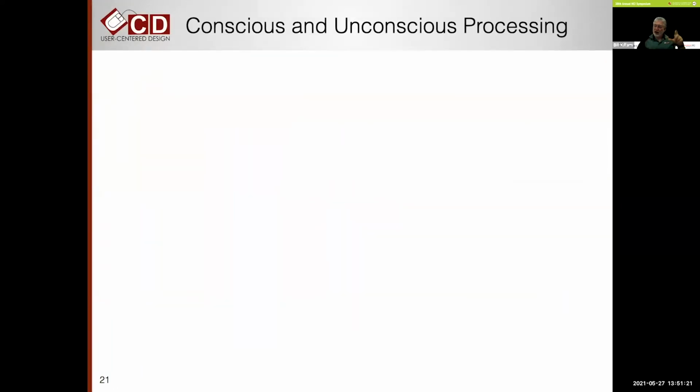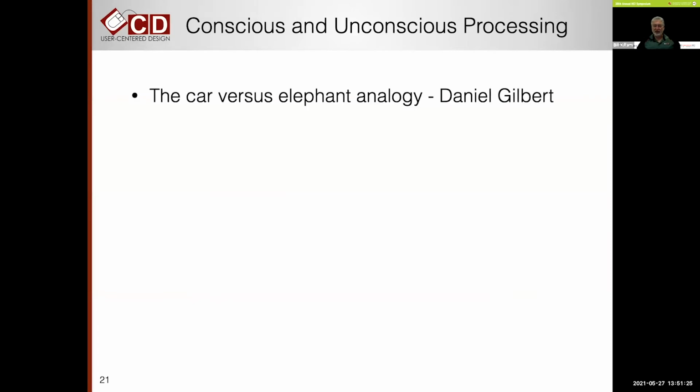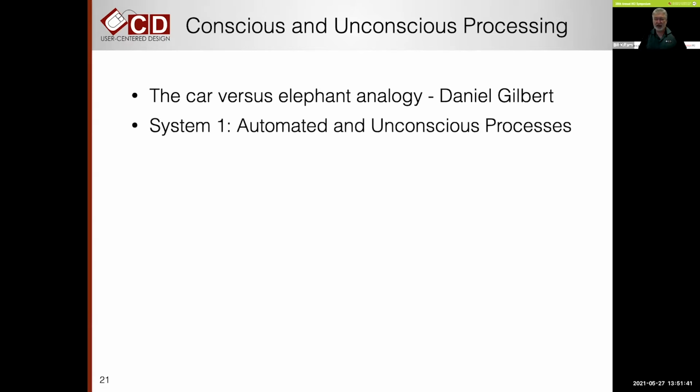We have 2 processes that go on in our brain, which we cleverly call System 1 and System 2. We've long assumed that your body was the engine and your consciousness was the driver of the engine, and that's just wrong. There's 2 analogies that I often use, but I like Dan Gilbert's version of it.